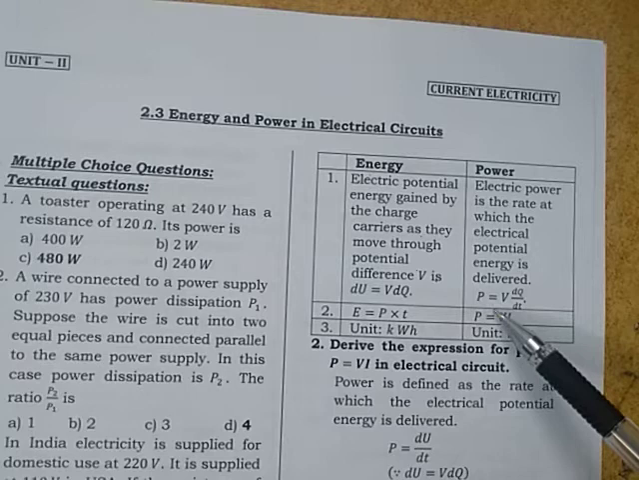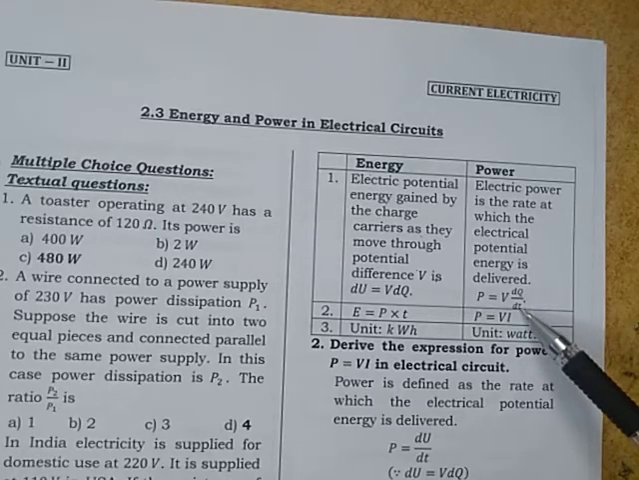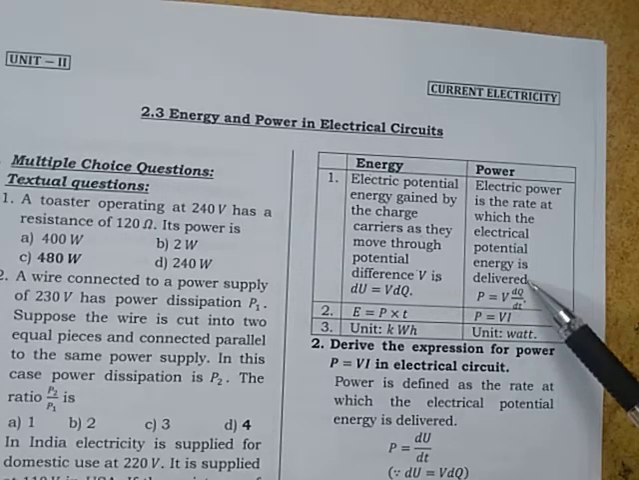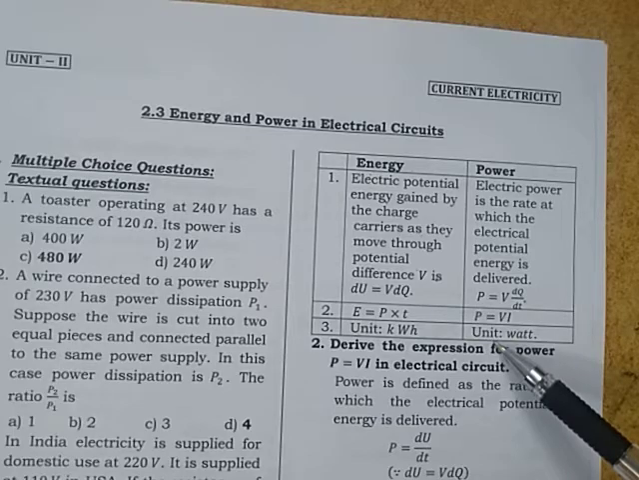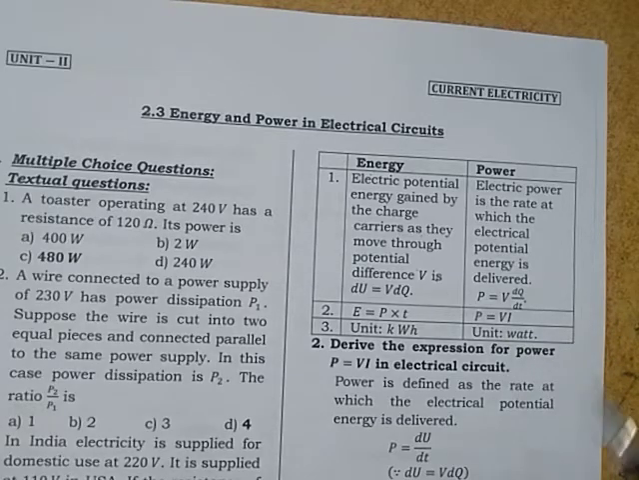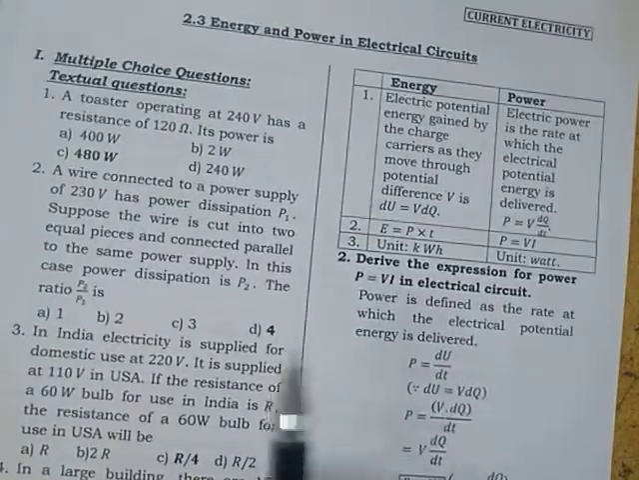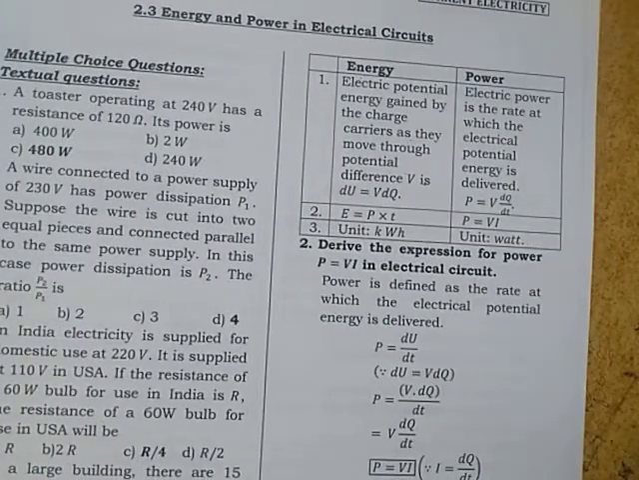Power can be written as P = V dq/dt. Here dq/dt is the rate of flow of charge, which is represented as I, and P = V × I. The unit of power is watt. Then the next question: derive the expression for power P = VI in an electrical circuit.